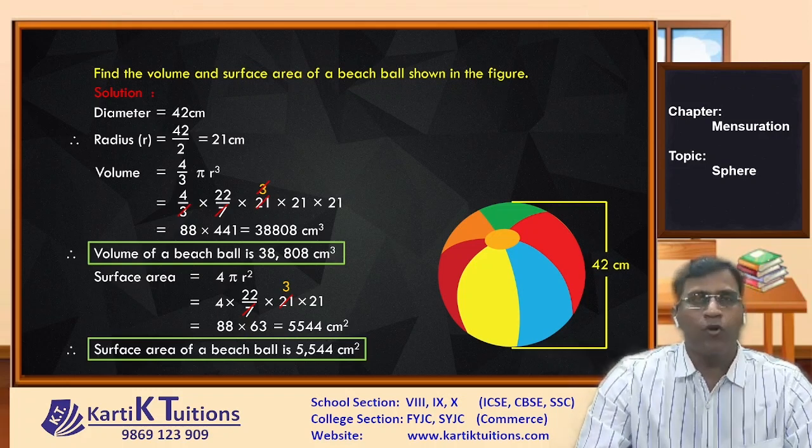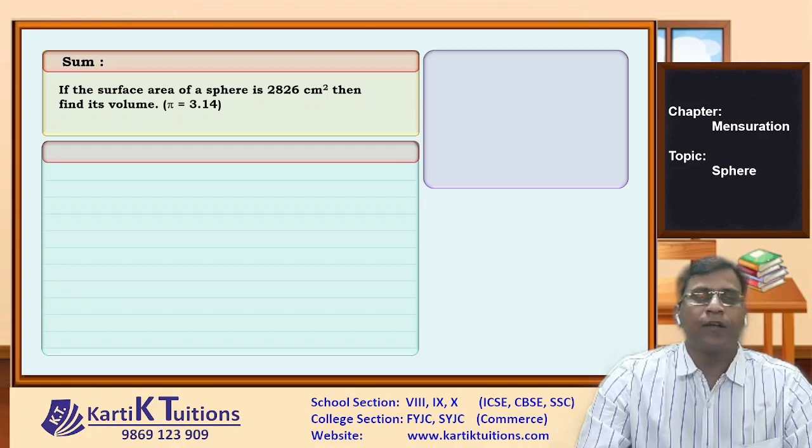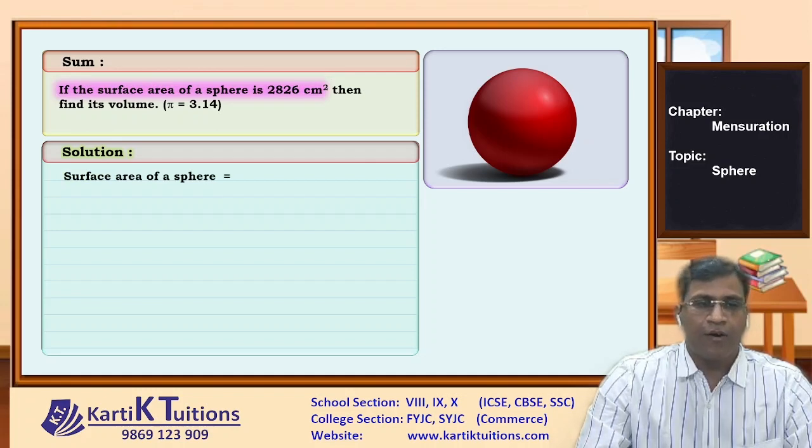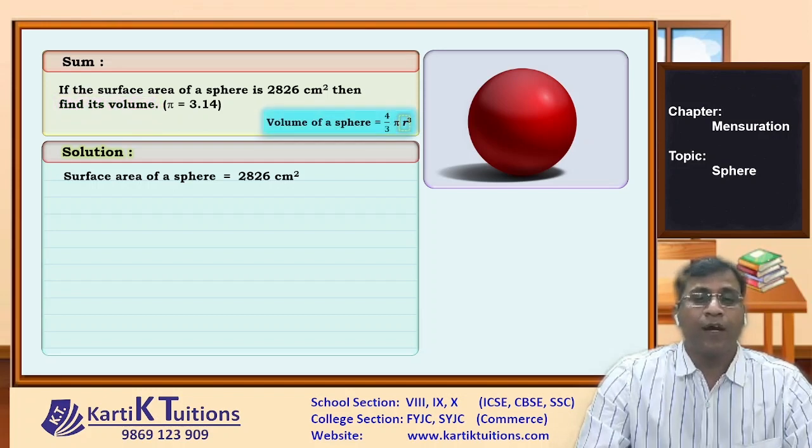Let's have a look at one more sum. If the surface area of a sphere is 2826 centimeter square, then find its volume. Now see, they are talking about a sphere, and for the sphere they have just given us the surface area, and they have asked us to find the volume. Now सबसे पहले volume का formula क्या है? 4 upon 3 pi r cube. लेकिन कहानी में ट्विस्ट क्या है? हमारे पास r नहीं है, तो फाइंड कैसे करेंगे? With the help of the surface area of a sphere.